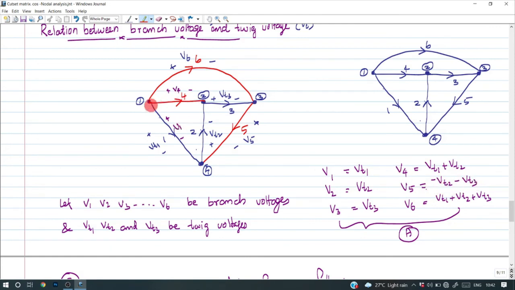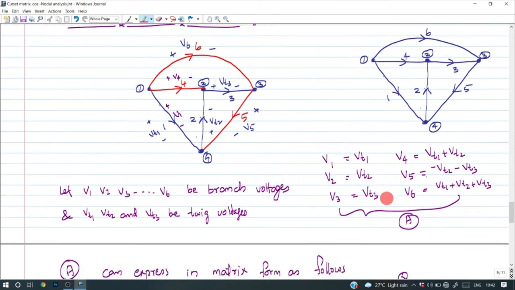Then what is V6? It is the potential across these 2 points 1 and 3. In order to obtain that one, you need to move from point 3 in this direction and add all voltage drops. So what are the voltages? Here plus Vt3 is there, here plus Vt2 is there, here plus Vt1 is there. So V6 is obtained as Vt1 plus Vt2 plus Vt3. Let all these relations be represented by equation A.